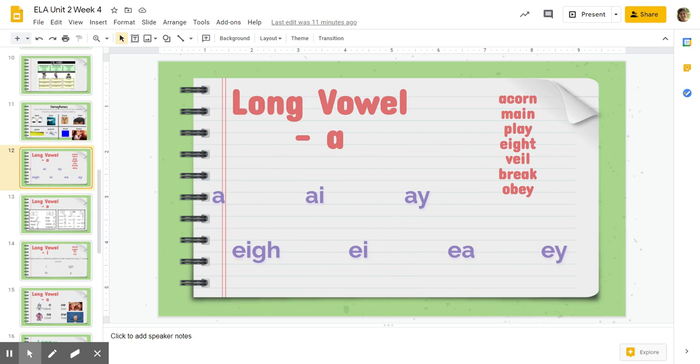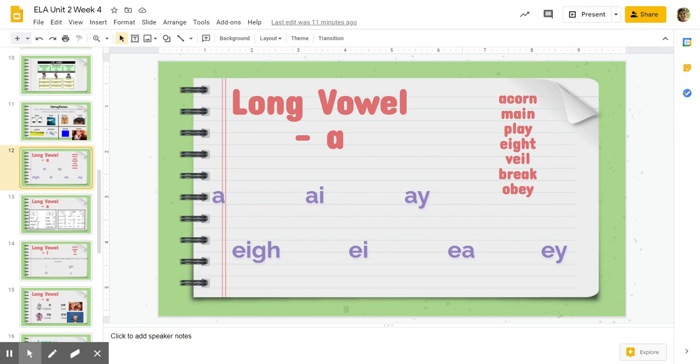So we talked about our long A. We could spell it many different ways. It could be just an A, could be an A-I, an A-Y, E-I-G-H, just an E-I, or E-A, or E-Y. So some of our examples were acorn, that's with just our A, main with our A-I, play with A-Y, eight with our E-I-G-H. We had veil with this E-I in the middle. We had break with this E-A.